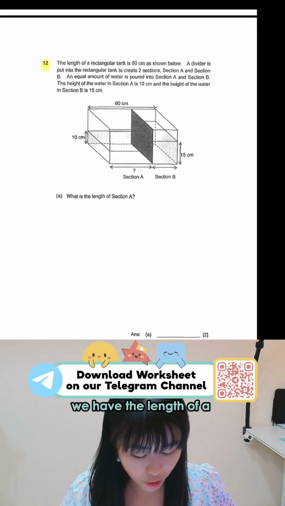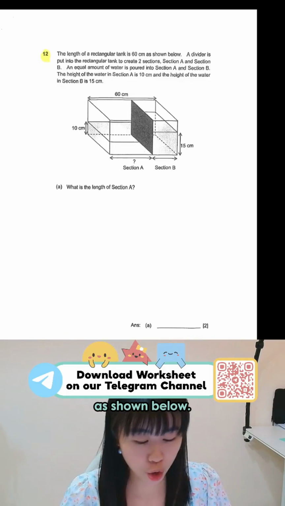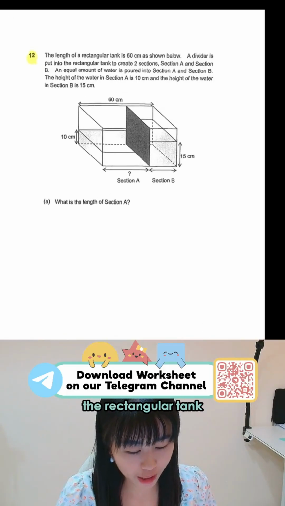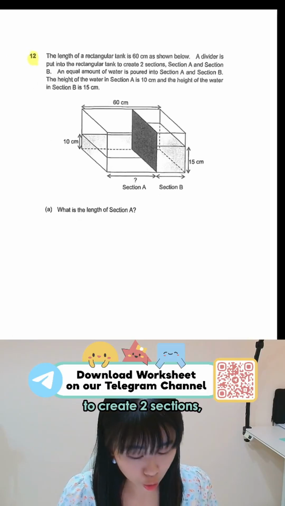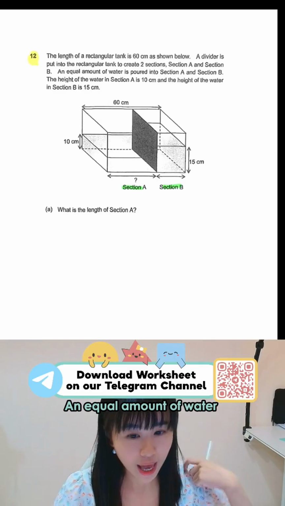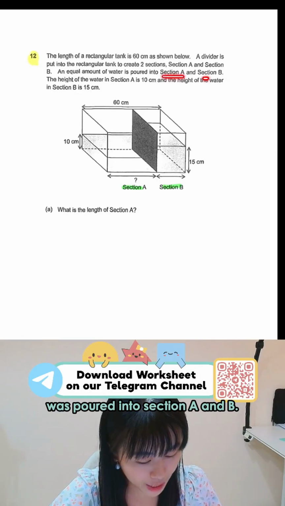So number 12, we have the length of a rectangular tank is 60 cm as shown below. A divider is put into the rectangular tank to create two sections, section A and section B. Look at this, section A and section B. An equal amount of water was poured into section A and B.